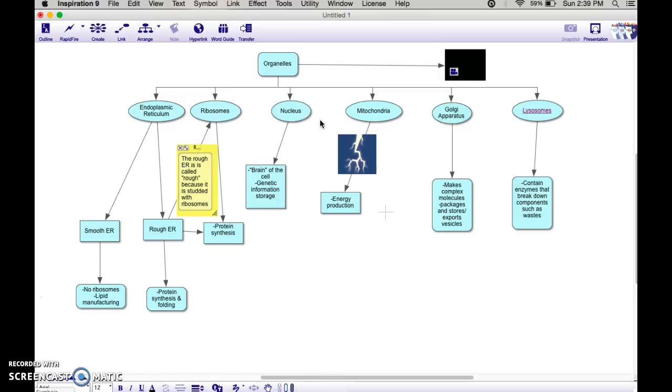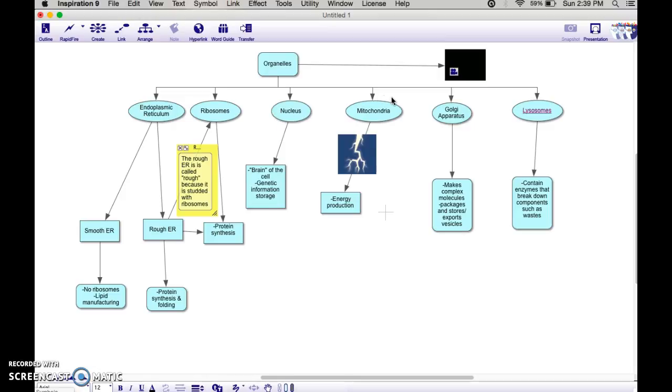So moving on, we'll talk about the nucleus, which I'm sure you all have heard of before. Classically, it's called the brain of the cell, or the control center of the cell. Really, it contains all of the genetic information in our cells. This is where our chromosomes are stored.